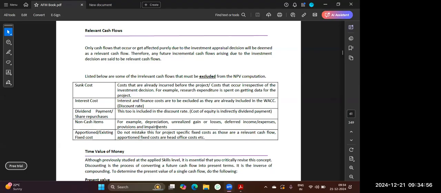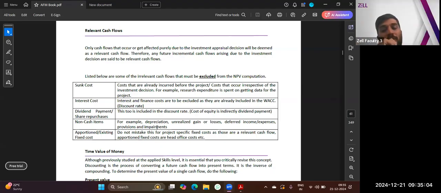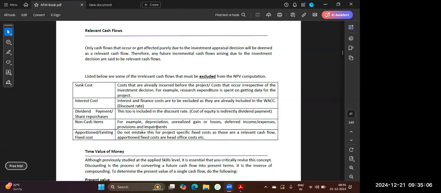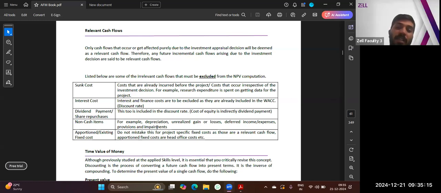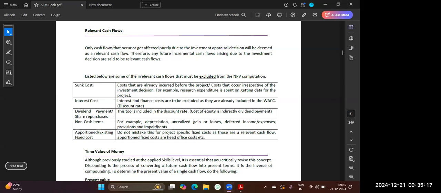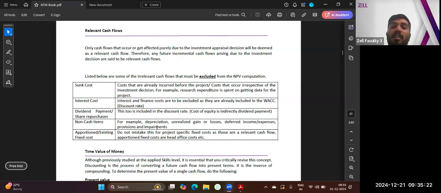Can you explain? That's the cost which has already occurred. Give me an example of such a cost. Rent for idle space, correct? Yes, sir. That is a sunk cost. Okay. Now there's a difference between a sunk cost and a relevant cost.